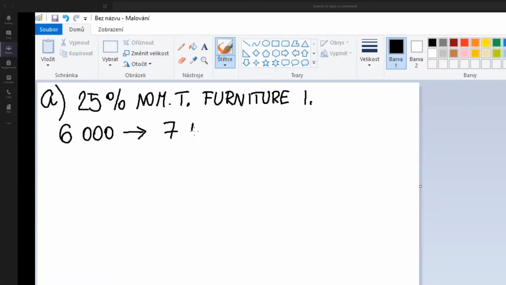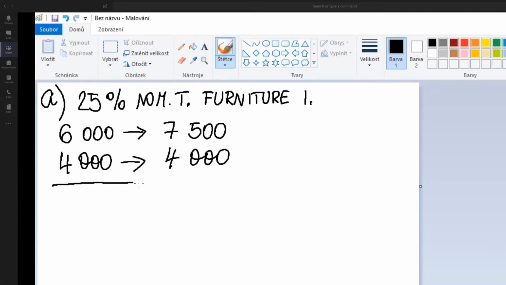That means together 7,500 Czech crowns, 25% nominal tariff. The price of wood is the same. There was no tariff protection. It's again 4,000 Czech crowns. And look, value added was 2,000. Now it is 3,500 Czech crowns. What's the value added?